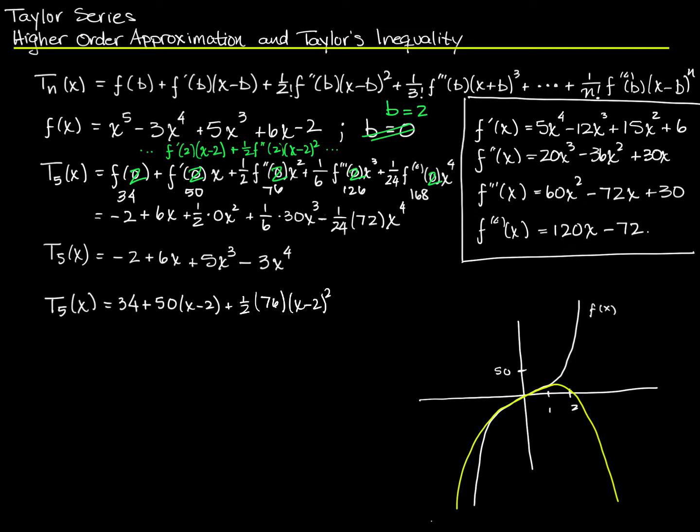plus 1/6. F triple prime of 0 was 30, but f triple prime of 2 is 126 times x minus 2 cubed, plus 1/24, the fourth derivative of f at 2 is 168, times x minus 2 to the power of 4.